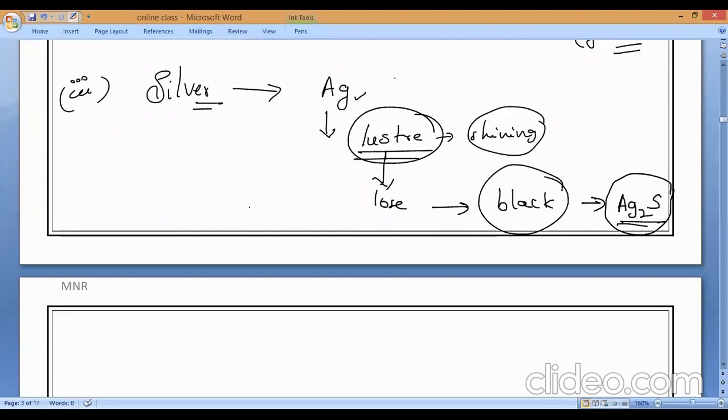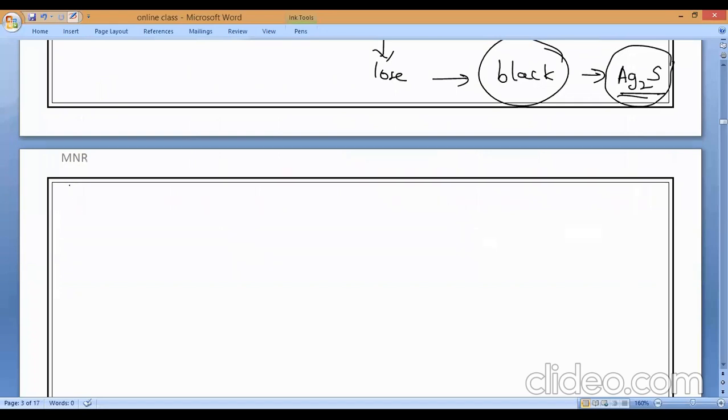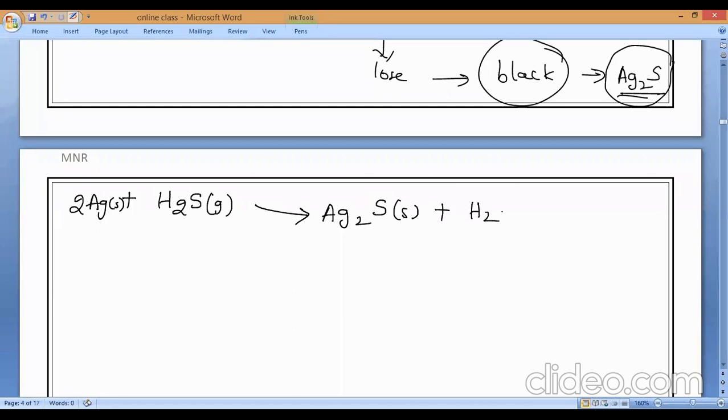Now, why does it form silver sulfide, the black color substance? Because of the presence of compounds of sulfur. As we know, a foul smelling gas is present in the atmosphere, like rotten eggs. What is that? Hydrogen sulfide. So the silver is going to react with hydrogen sulfide, and it will form silver sulfide, which is in solid state, plus hydrogen gas.